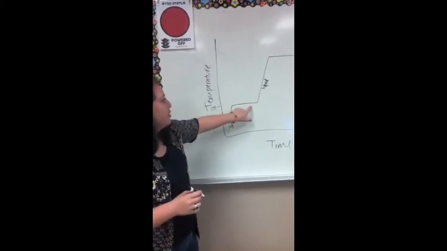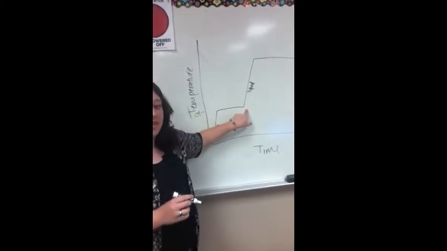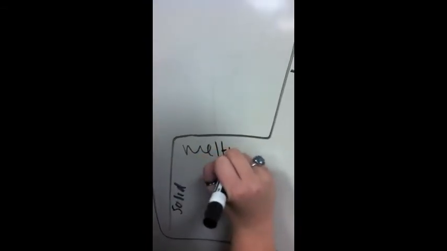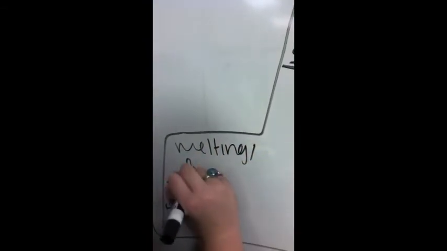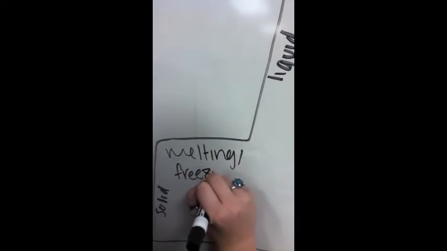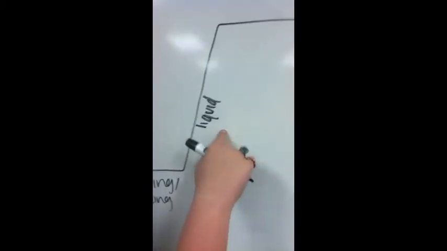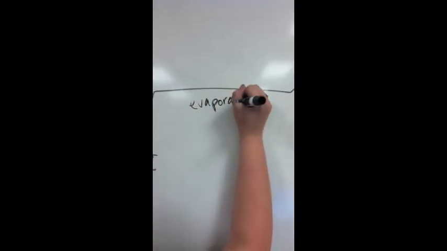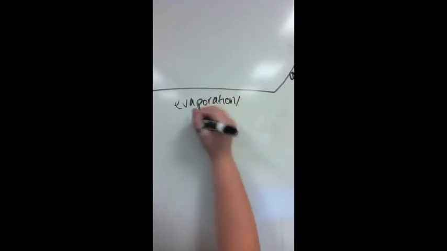These straight lines right here, where nothing seems to be going up, is where the phase changes occur. This one right here is melting and freezing from a solid to a liquid or a liquid to a solid. And this one right here is evaporation and boiling.